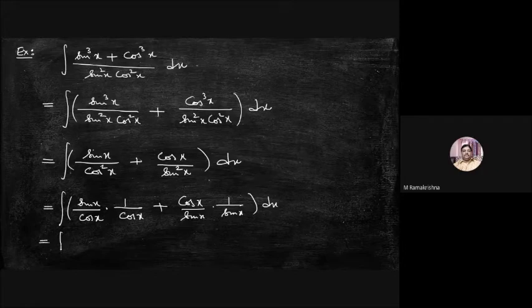Now, if you observe this, sin x by cos x is tan x, 1 by cos x is secant x, plus cos x by sin x is cot x, 1 by sin x is cosecant x, dx.